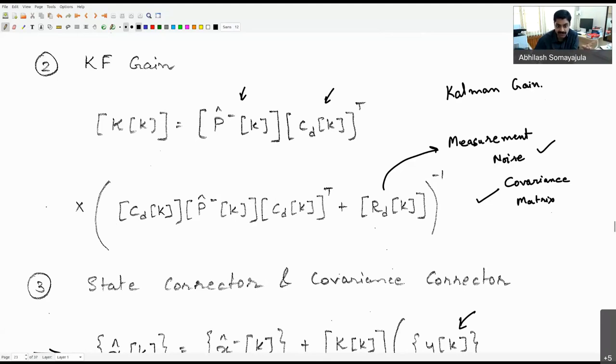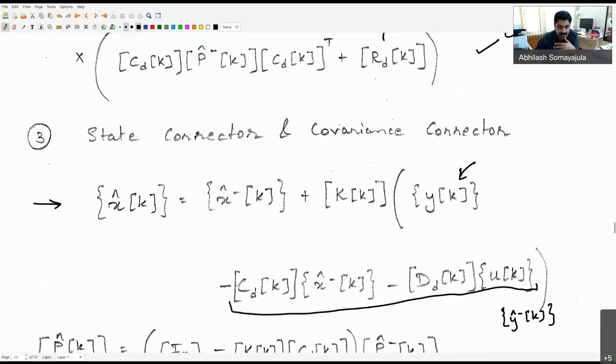The Luenberger observer did not have the covariance matrix of the noise affecting your current states because it was based on a deterministic proposition. But here we are taking into account the fact that if the noise covariance matrix is so and so much, how should I tune my gain to get the best estimate of the state? Everybody with me so far?